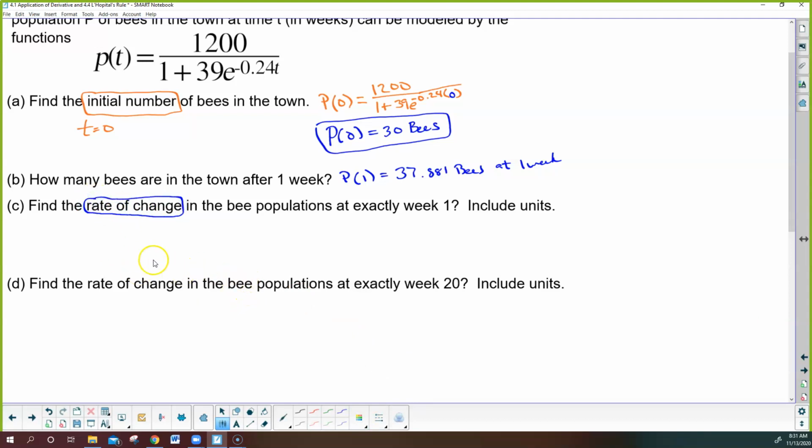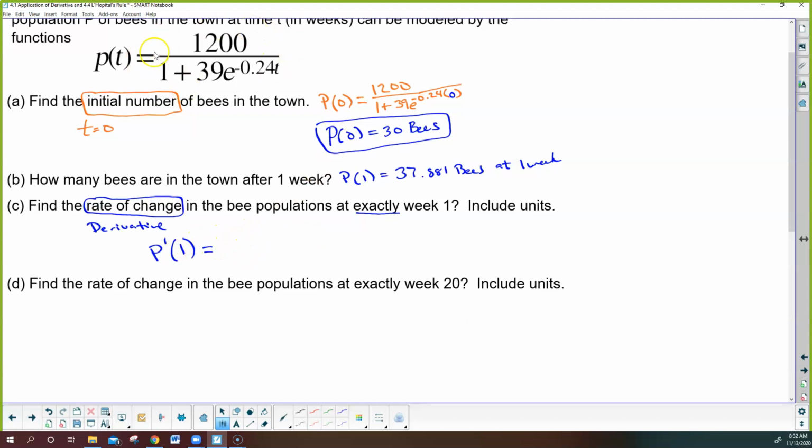Okay, so there's some important words in part C. Find the rate of change. Well, right there, that means slope, right? But another word for slope is derivative. Now, why do I know that this is derivative instead of just a regular slope problem? Because of the word exactly. So I want to find the slope or derivative, which is the derivative of P of t, exactly at 1 point.